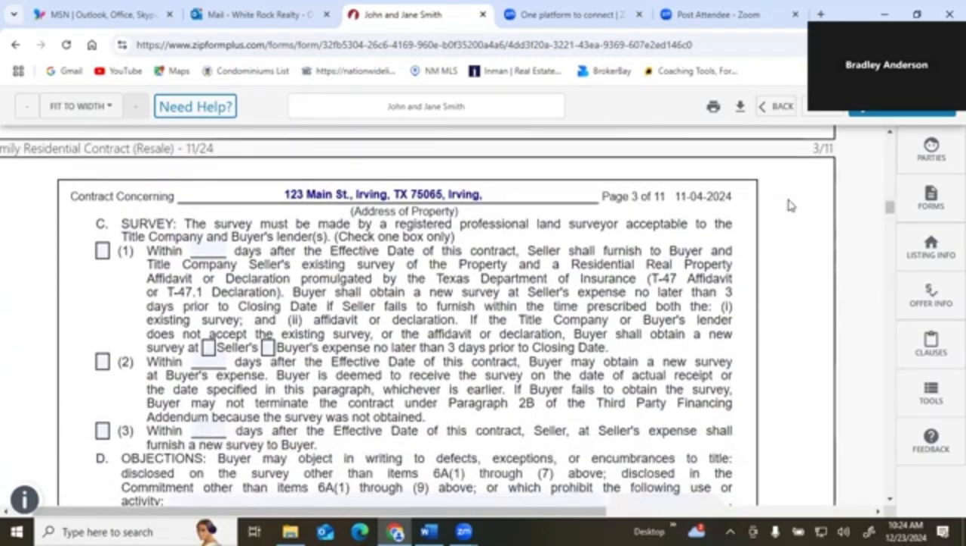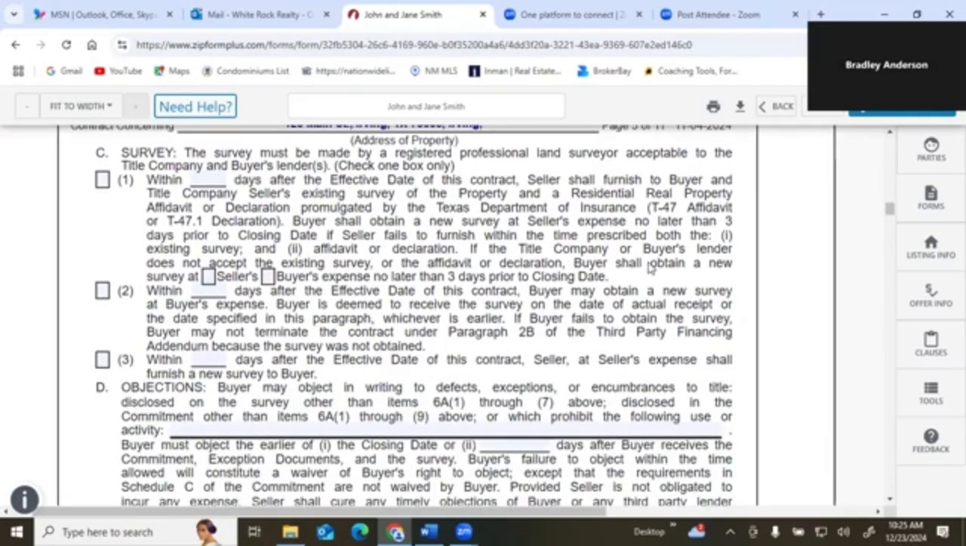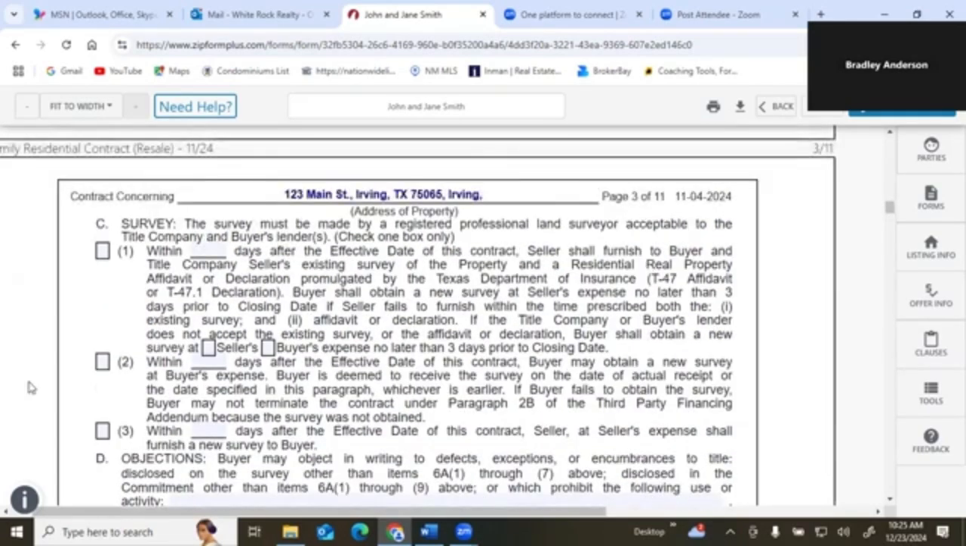All right, then you come down to the survey, and this is some of the language that's changed. And you'll notice that when we put in the address in paragraph 1, it all carries over to the other pages. All right, so what are the options in the survey? Well, a good listing agent will have a copy of the survey uploaded into the MLS. Okay, and if that's the case, then usually you as the buyer are checking box 1.